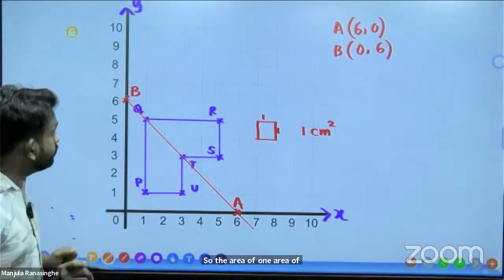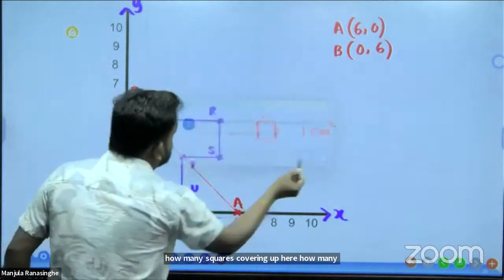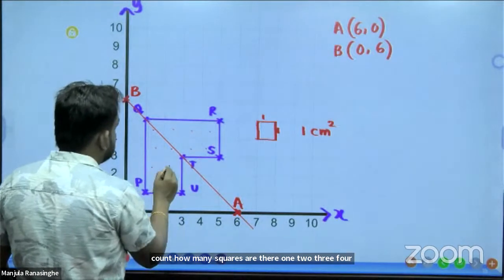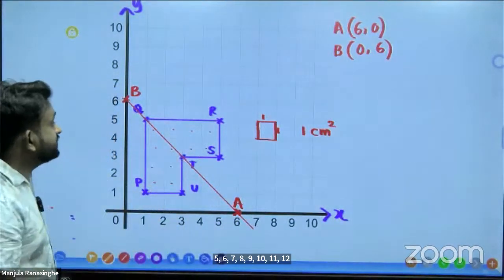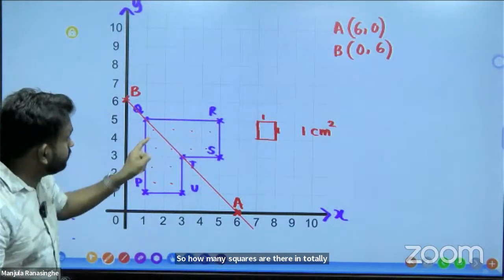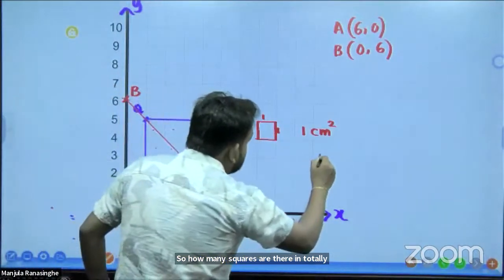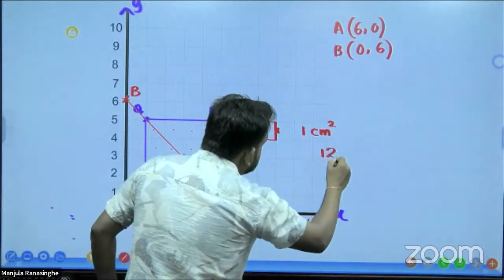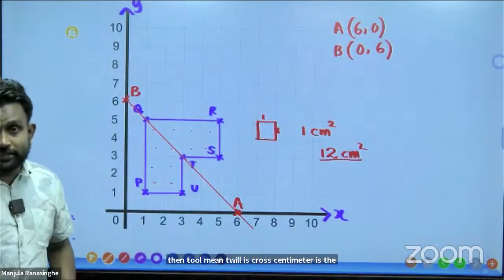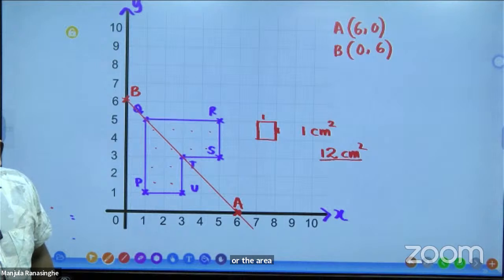Then you check how many squares are covering here. How many squares are there? 1, 2, 3, 4, 5, 6, 7, 8, 9, 10, 11, 12. So how many squares are there in total? 12. So 12 squares there. 1 square is 1 square centimeter. Then 12 squares means 12 square centimeters is the answer for the area.